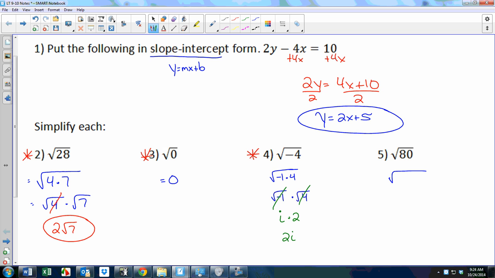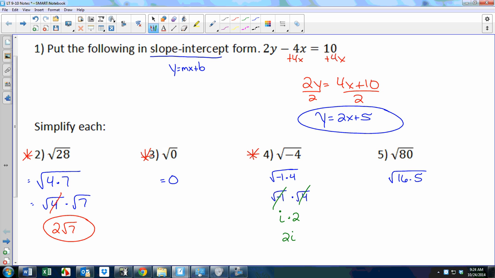What numbers are you thinking that you could use to reduce that? Usually there's 30 people in here, and I usually get both options. 4 and 20, or 16 and 5. Usually those 2 numbers get shouted out. In fact, they did last period. But which one do we use? You use the bigger perfect square. Use the 16 times 5.